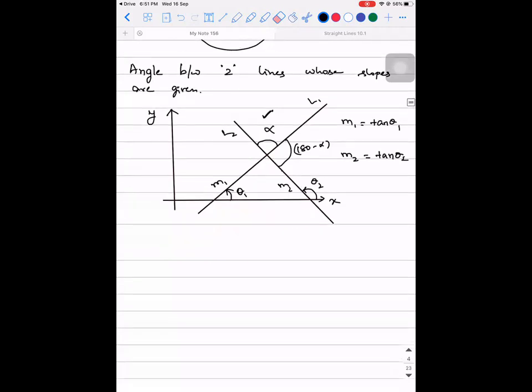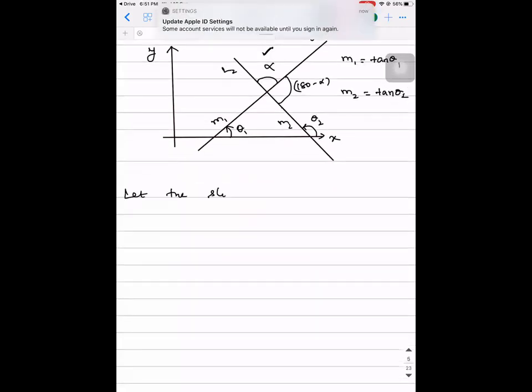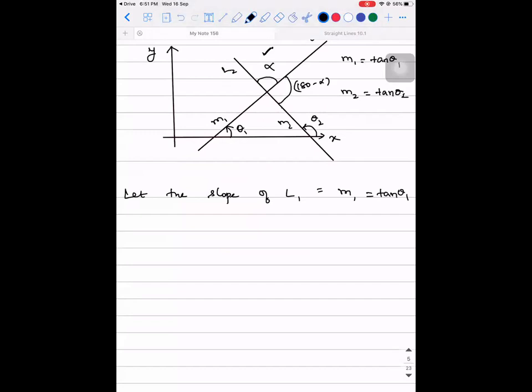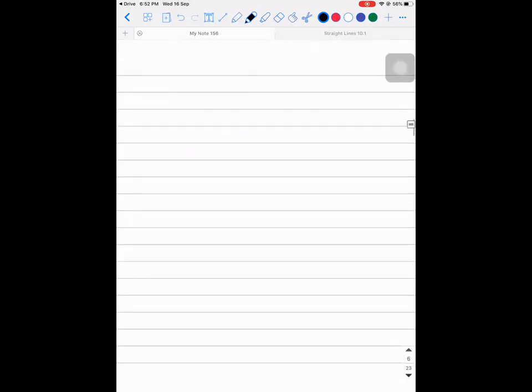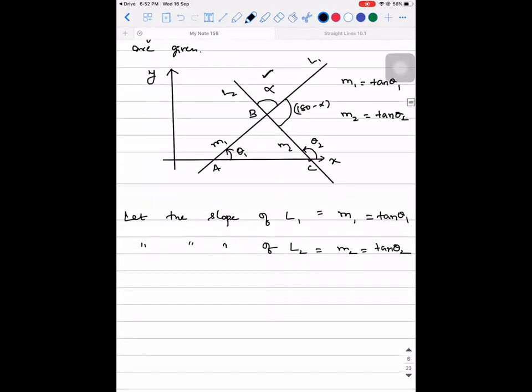See, listen. I'm taking certain points. Listen, I'm showing you the derivation. Let the slope of line 1 be m1, which is nothing but tan theta 1. Similarly, the slope of L2 be m2, which is tan theta 2. Now observe. If I take these points as A, B, and C, and draw a separate diagram of ABC, it forms a triangle like this.